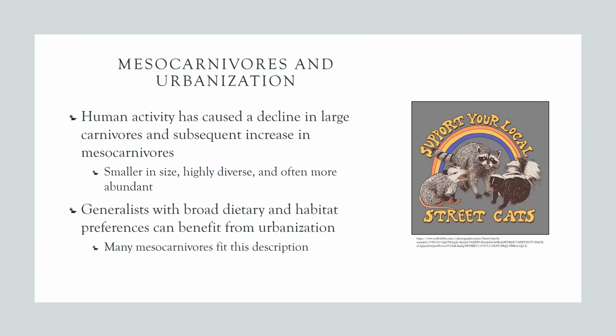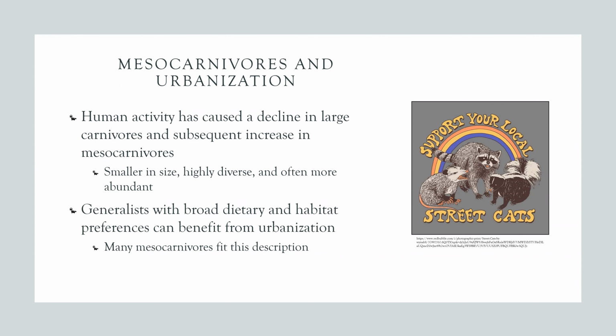So, mesocarnivores and urbanization. Human activity in general has caused a large decline in large carnivores. Think of wolves and cougars. And subsequently, we've seen an increase in mesocarnivores. These are, again, our smaller sized carnivores that are eating 50 to 70% meat, but have a variety of different foods in their diet. They're also highly diverse. There are some mesocarnivores that are extreme specialists, while others are generalists. Mesocarnivores are often more abundant as well.